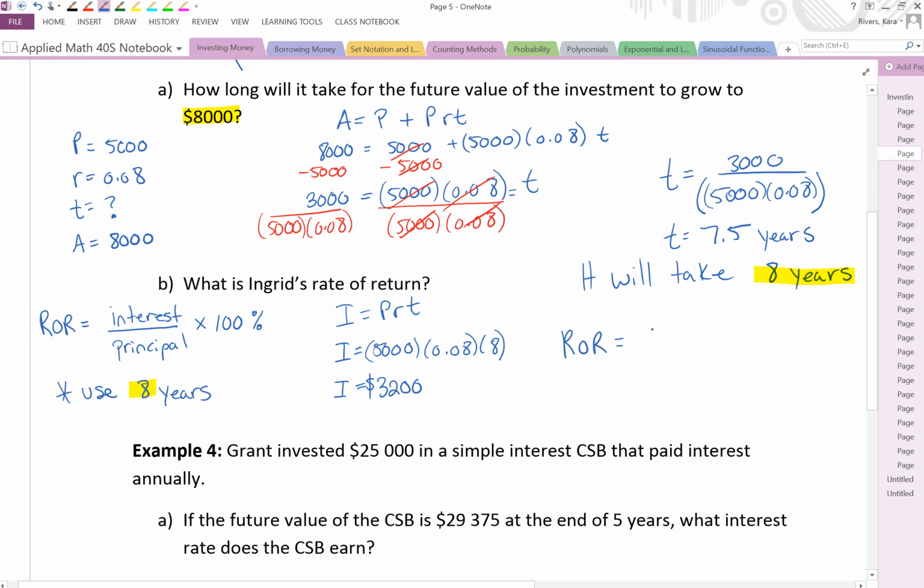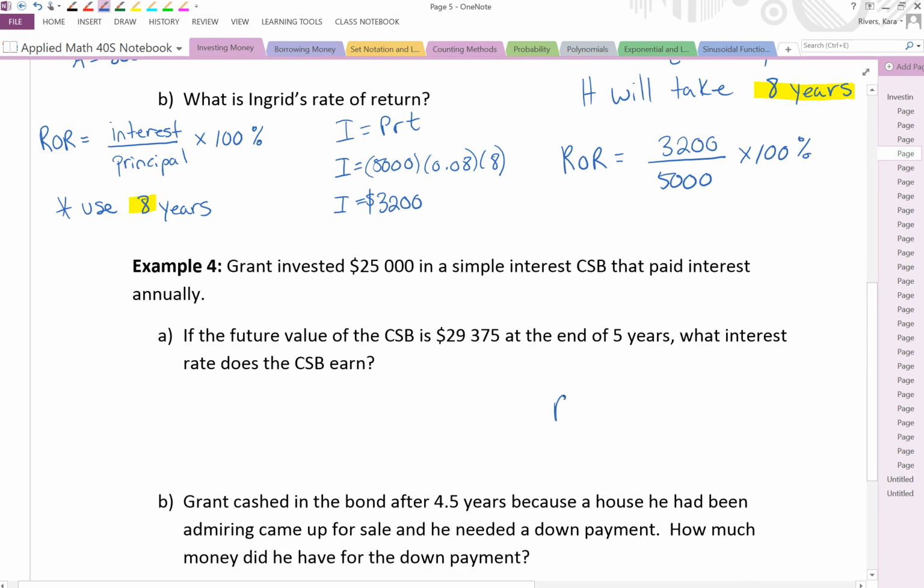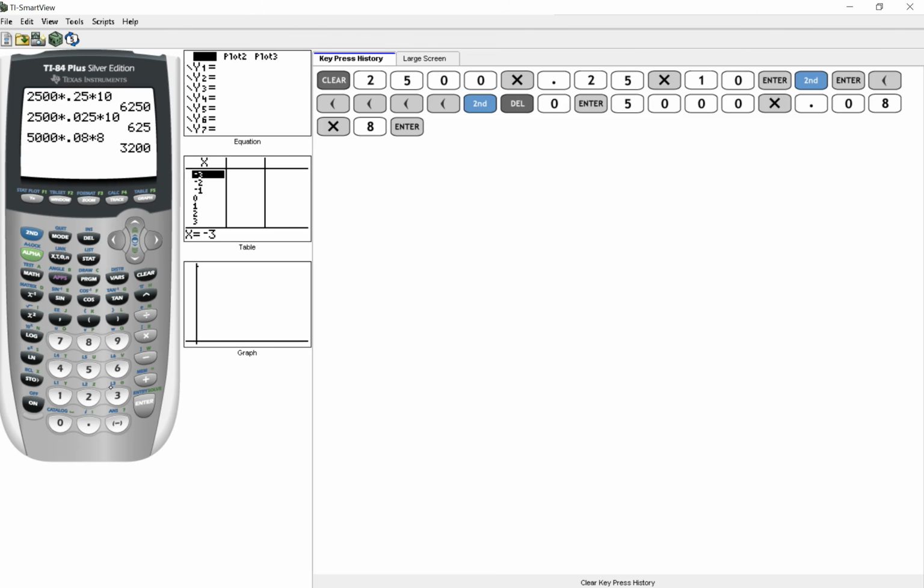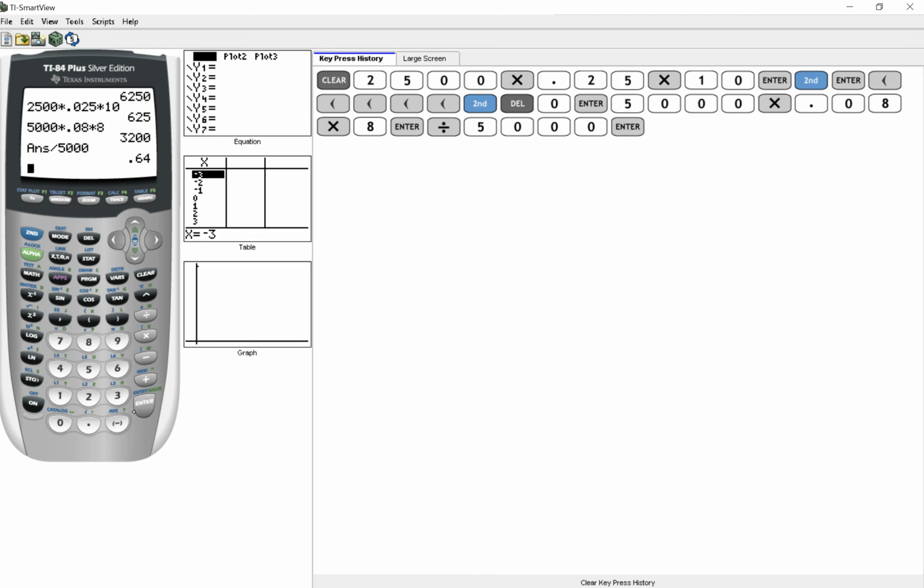So rate of return is going to be that 3,200 divided by our principal, which is 5,000, times 100%. And we get a rate of return of 64%. Let's just double check my rounding here. 3,200 divided by 5,000 is 0.64, times 100, 64%.